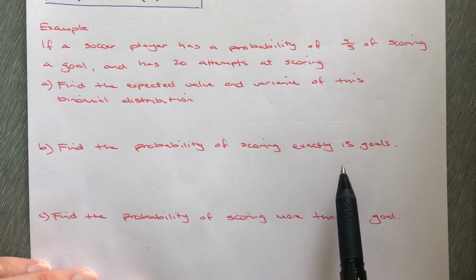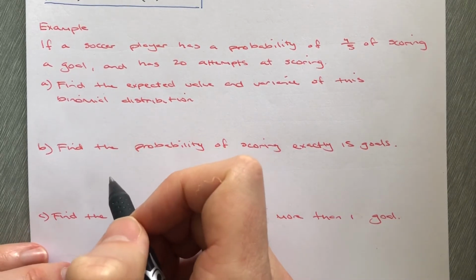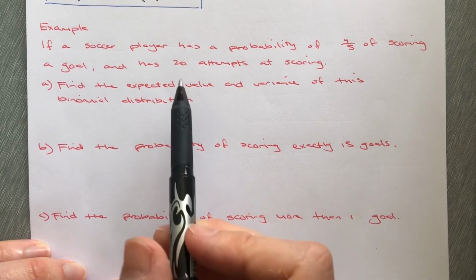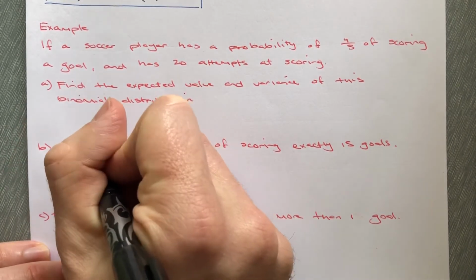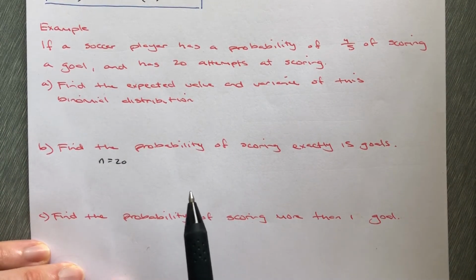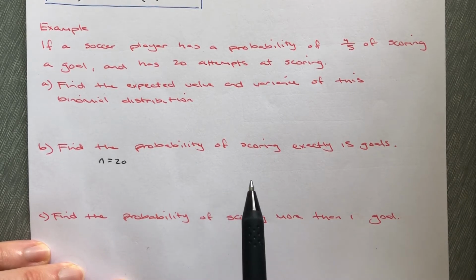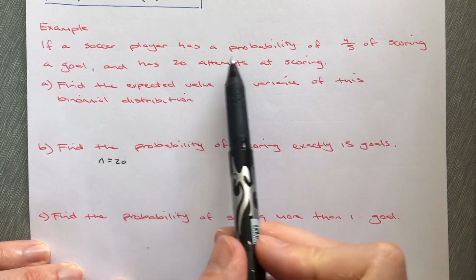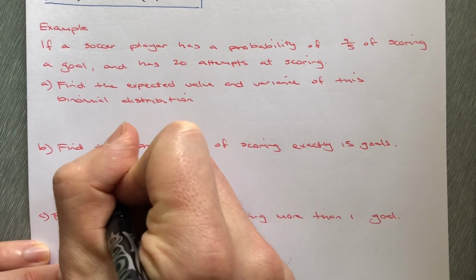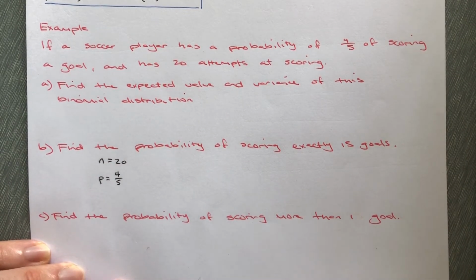Okay, let's work out our n, x, and p values. Now remember, n was the number of trials that you're having, the number of times you were repeating it. So this person was having 20 attempts. So our n would be 20. The next thing, what's the probability of success? We can see that they've got a probability of 4/5 of scoring a goal. So our p is going to be 4/5. Now the next part, we need our x value.